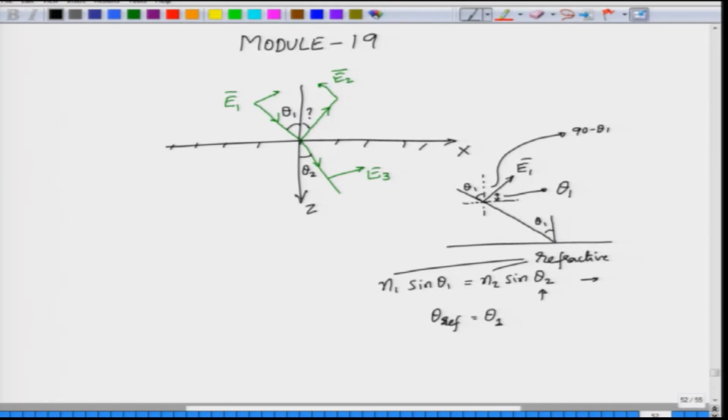So, what it means is that if I consider again this obliquely incident wave, as it approaches, part of that wave will be reflected onto this side, and some portion of the wave is transmitted to the second medium with an angle that is different from the angle of incidence.